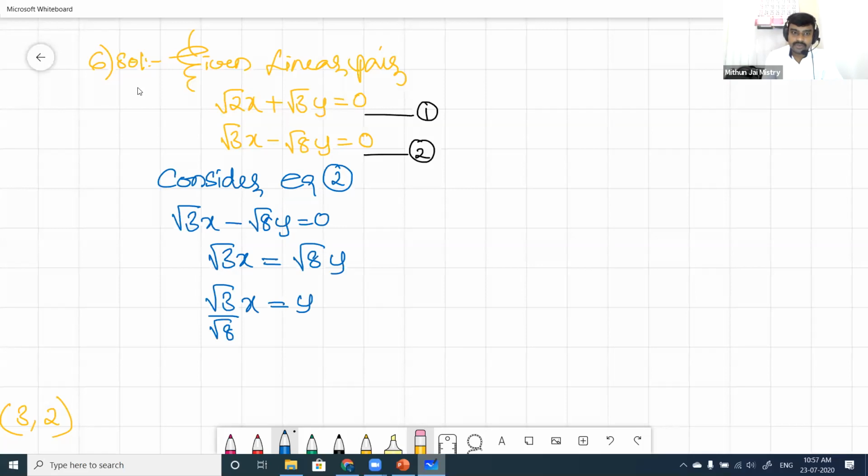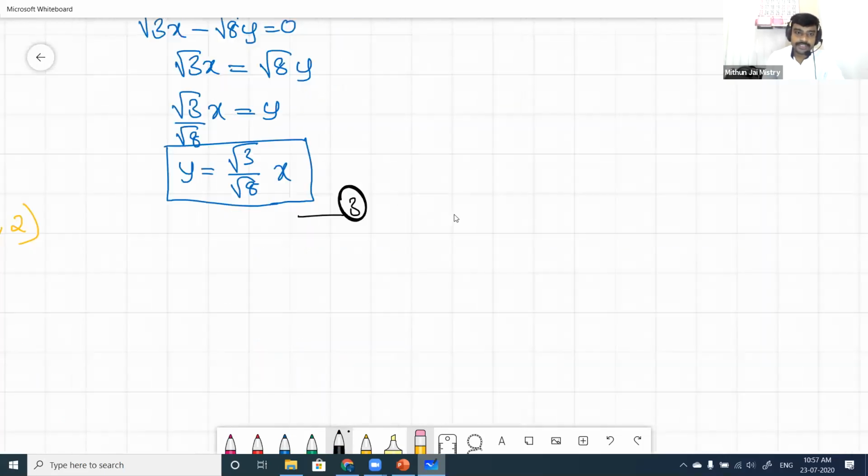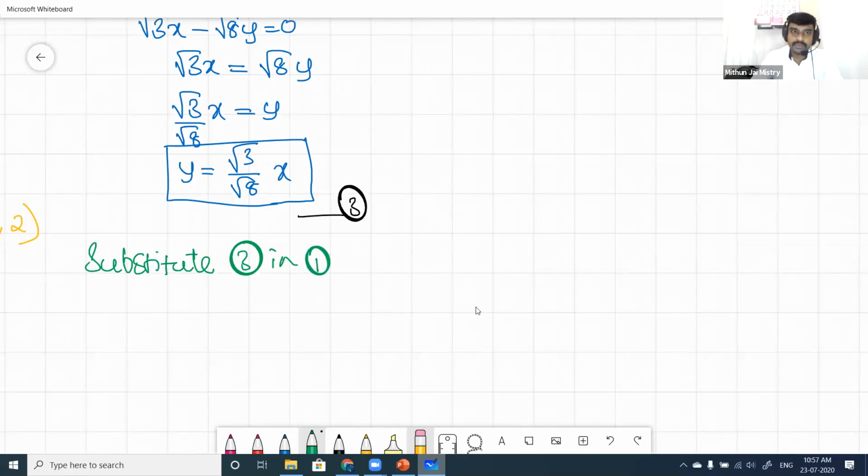So you can write y is equal to root 3 by root 8 x, or you can write a big root over the whole fraction. That's up to you. This is my equation number 3. Now I need to substitute equation number 3 in equation number 1, because we started with 2. What is equation number 1?